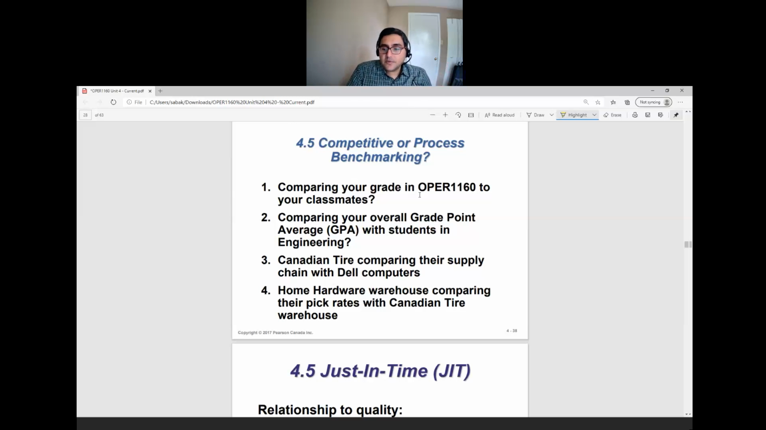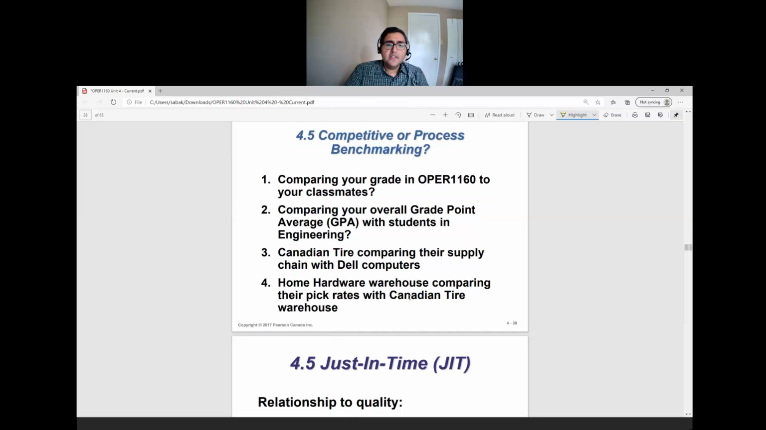So in that particular case, where it is the same industry you are comparing, it is strategic or competitive benchmarking. And the comparison which you are having with respect to the best in the class is called process benchmarking.